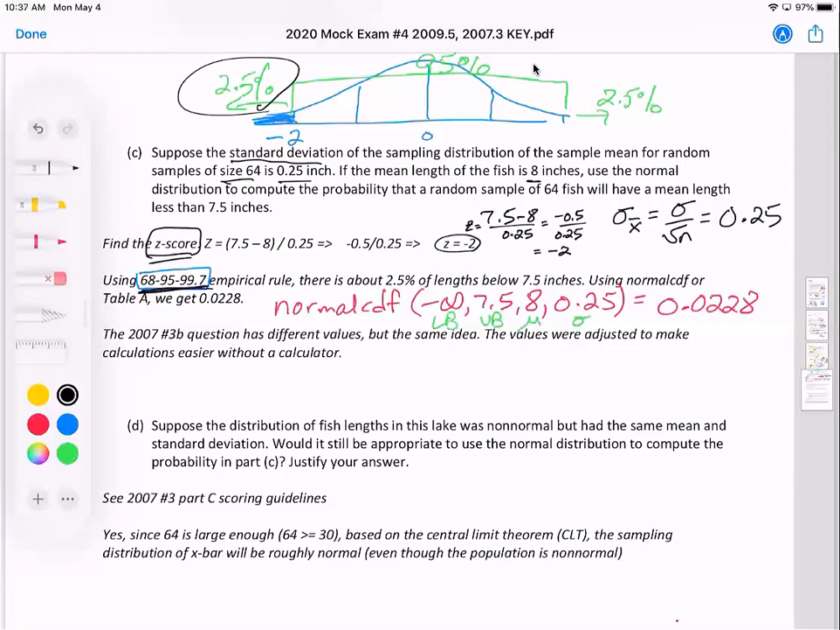So what is the probability that we get a sample mean less than 7.5 inches? That would be about 2.5%. A little more accurate, it's about 2.3%.